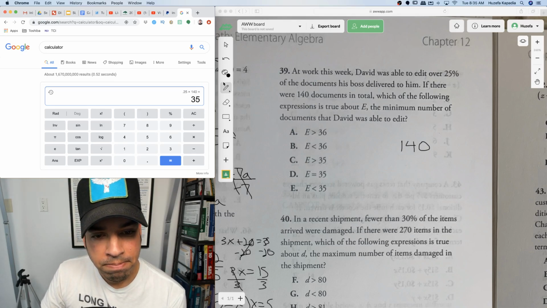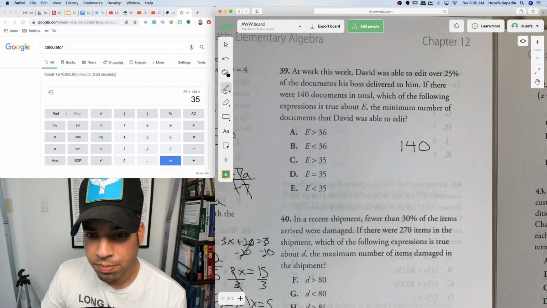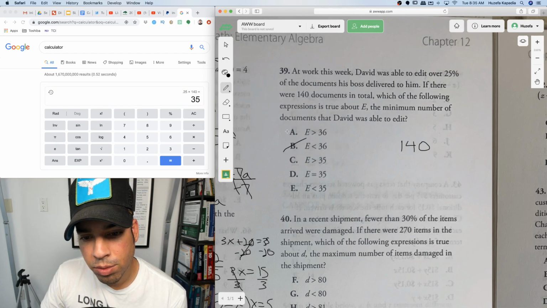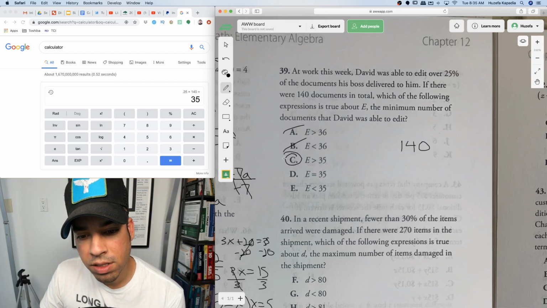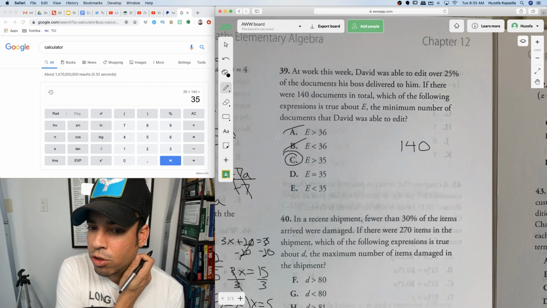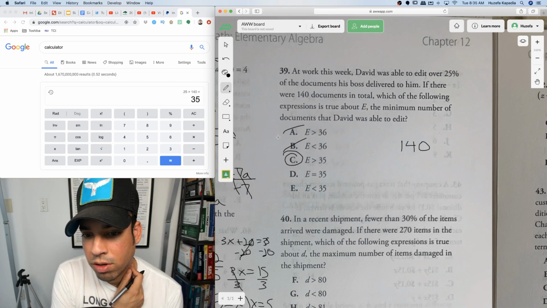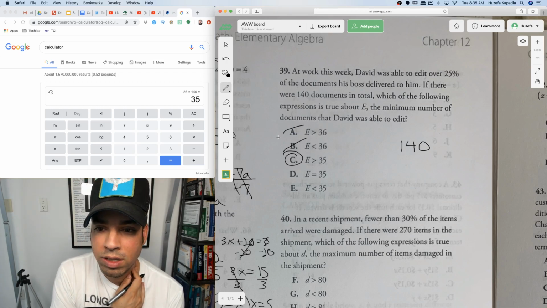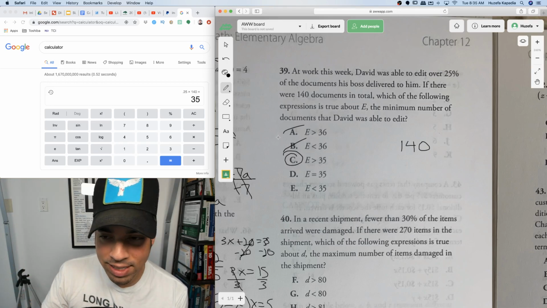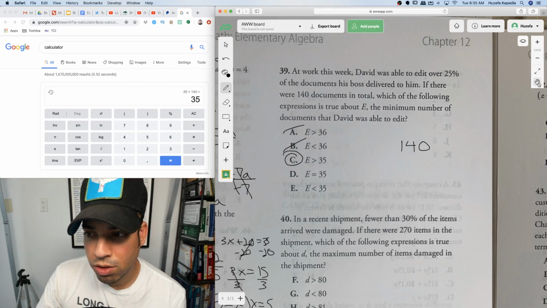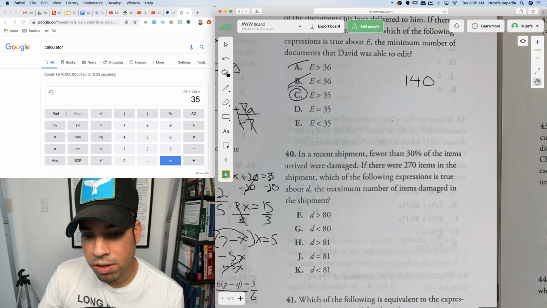So it's something involving 35. We know that. 36 we don't need, but over 35, that's this. Which of the following is true about E, the minimum number of documents he was able to edit? He edited more than 35. Not more than 36, because he could have done 36 exactly, but he did more than 35 because that's 25%.